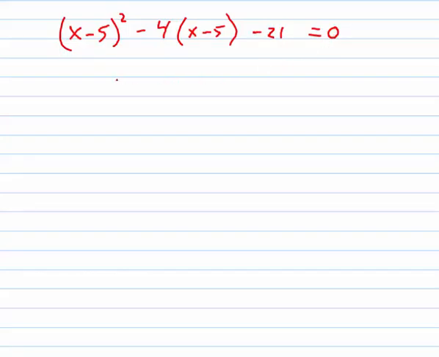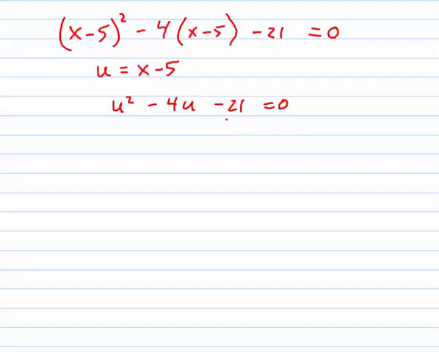Okay, how about this one? We could have x minus 5 quantity squared minus 4 times x minus 5 minus 21 is equal to 0. This one's quadratic in form, and it's a little bit more obvious. We just let u be equal to x minus 5. And so we have u squared minus 4u minus 21 is equal to 0.